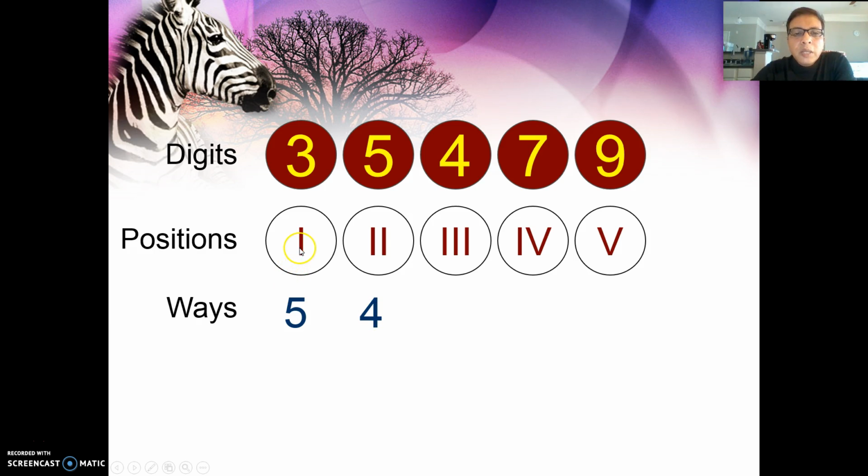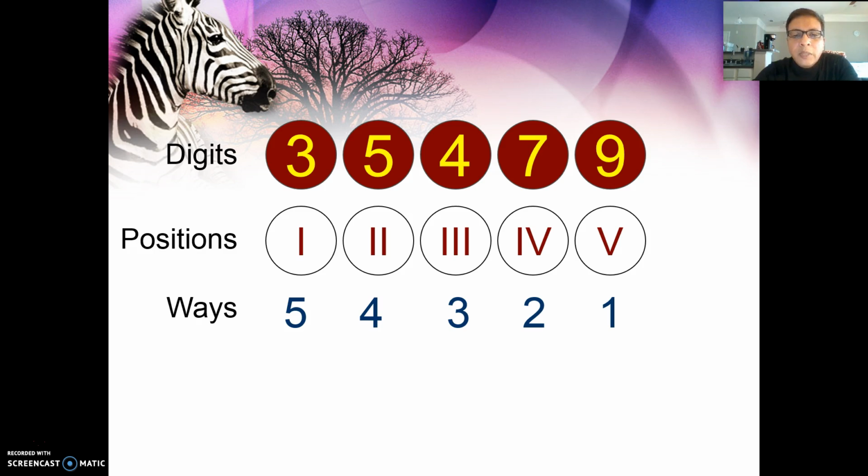Now once I put 2 numbers in the first 2 positions, there remain 3 numbers left. So any of them can come in the third position. So for position 3, there are 3 choices. Similarly for position 4, there are 2 choices. And once I keep 4 numbers in the first 4 positions, there remains only 1 position and 1 number. So the last position can be filled up in only 1 way.